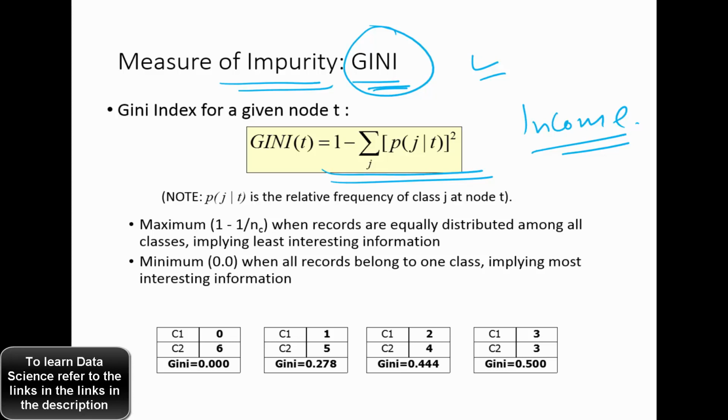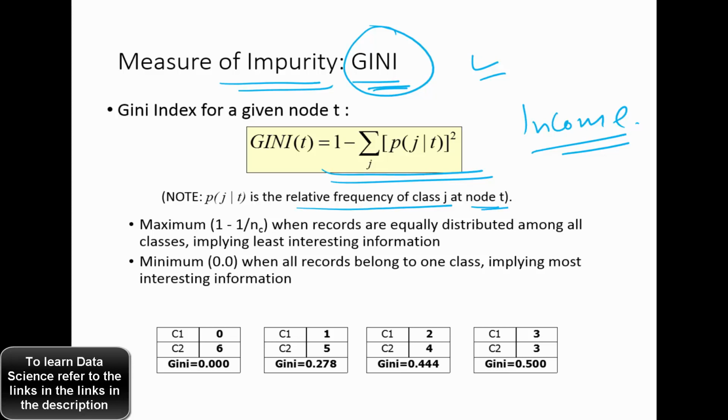It's 1 minus the summation of p(j|t) whole squared. That's the relative frequency of class j at node t. You just square that, sum it across all classes, and subtract it from 1, and you get the Gini index. We'll see how to calculate a Gini index.